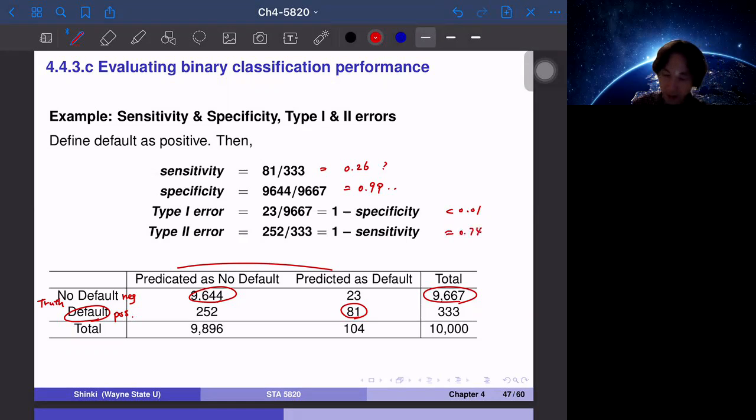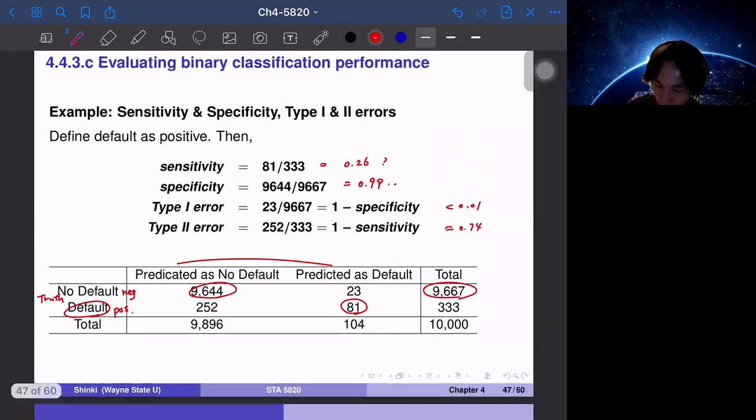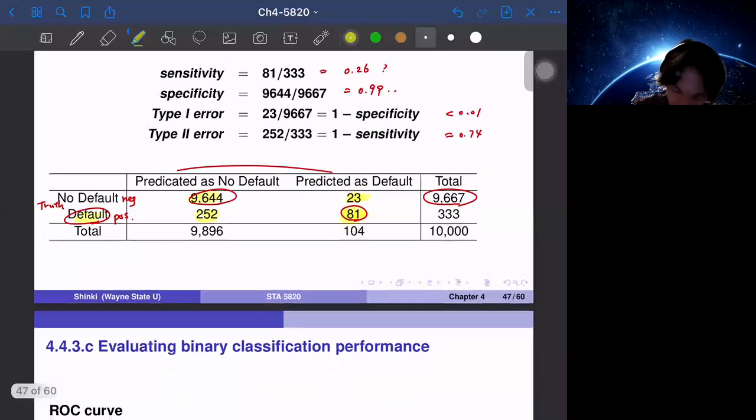So we cannot say this is a very good decision rule, but it is somewhat reasonable, because if you compare the ratio of this and the ratio of this, at least for the default group, we identify more consumers as predicted default. So it's better than nothing, but it's not fantastic.